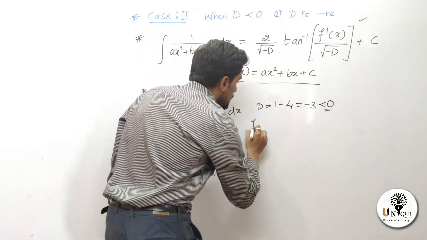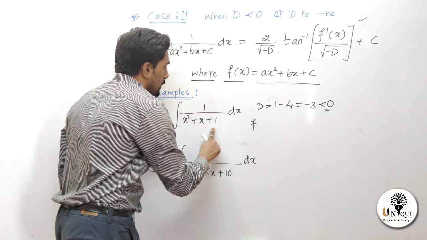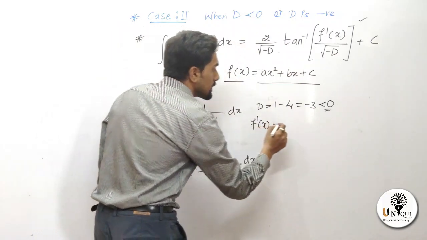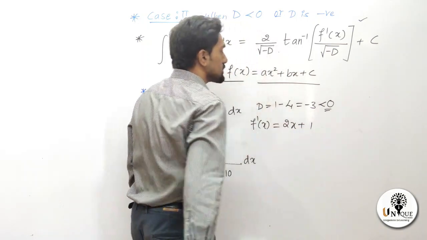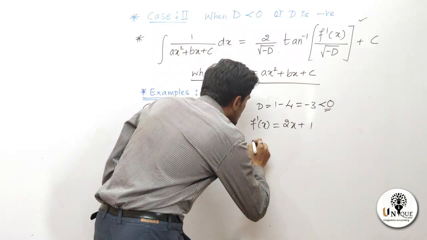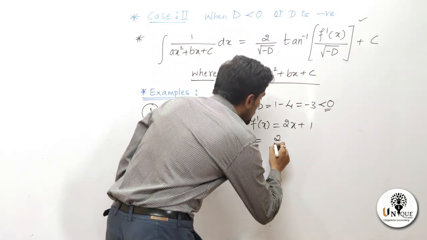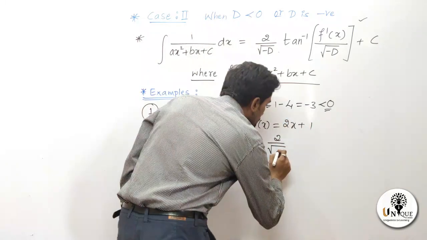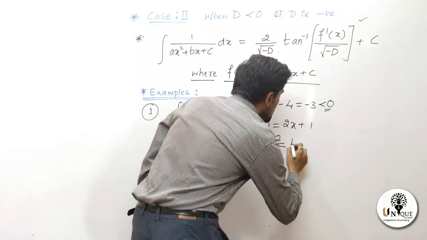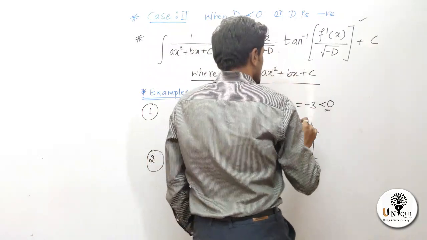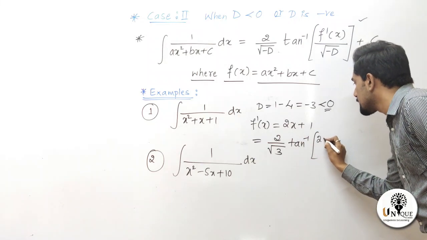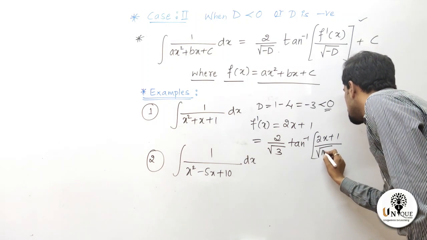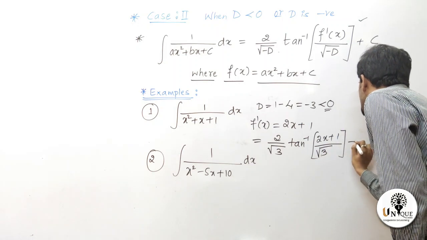So what is the value of f dash of x? Here f of x will be the denominator, that is x square plus x plus 1. What is the value of f dash of x? F dash of x will be 2x plus 1. So your answer will be equal to 2 divided by root of minus D, that is minus of minus will be plus, 2 divided by root 3 into tan inverse of f dash of x, that is 2x plus 1, whole divided by under the root minus D, which is 3, plus c.